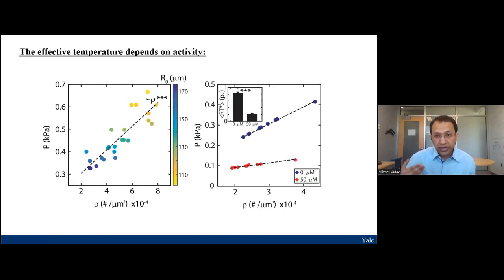This is just like a replotting of the data that I've shown earlier in terms of pressure and density, with the idea that from this slope you can define an effective temperature. And we show that when you turn the motor activity off, the slope goes down, showing that the effective temperature of the aggregate has gone down as well.